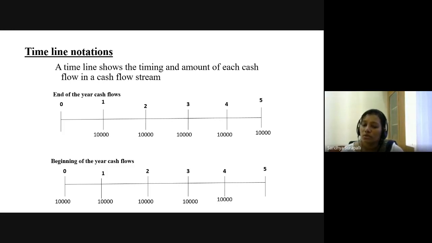So that is why, when you have a stream of cash flows, you have to identify whether it is beginning of the year or end of the year. And normally it is end of the year. That is the assumption we make. If they specifically mention that it is annuity due, that means it is beginning of the year cash flow and your present value calculation will be different.